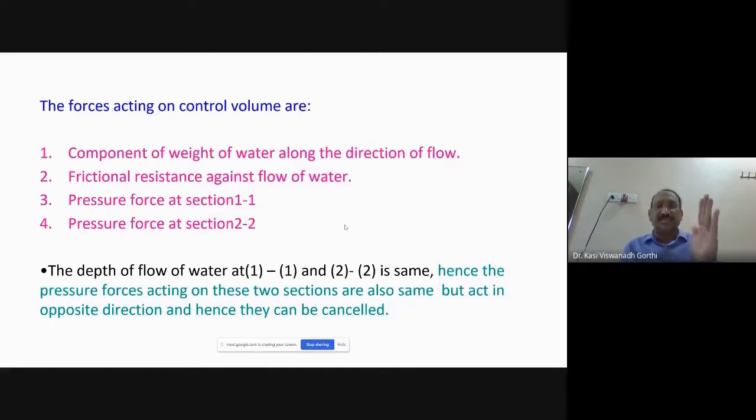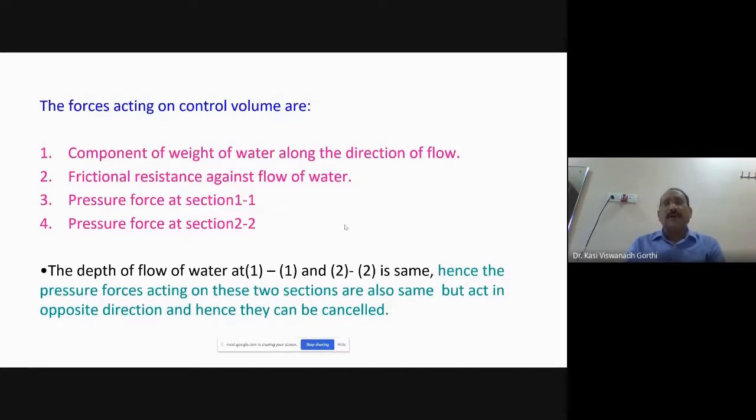Hydrostatic pressure force at section 1 and hydrostatic pressure force at section 2 in the control volume approach act in mutually opposite directions. Since you are considering uniform flow, Y1 is equal to Y2 and V1 is equal to V2, because the cross section or the wetted area at section 1 is equal to the wetted area at section 2, so P1 will become equal to P2. Since P1 and P2 are acting in mutually opposite directions, they get cancelled. So you are left with only two forces. One is the component of the weight of water along the direction of flow. Number 2, the frictional resistance acting against the motion of water.